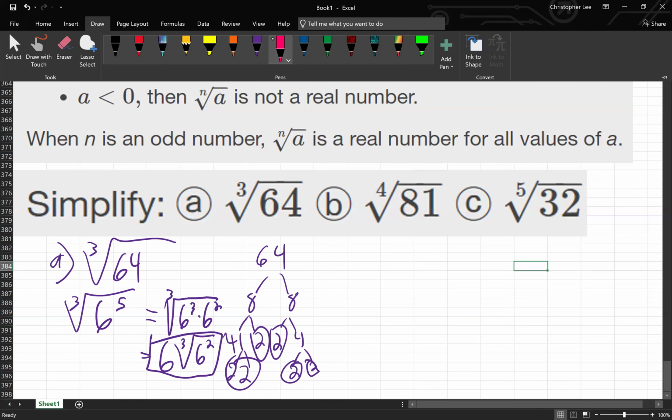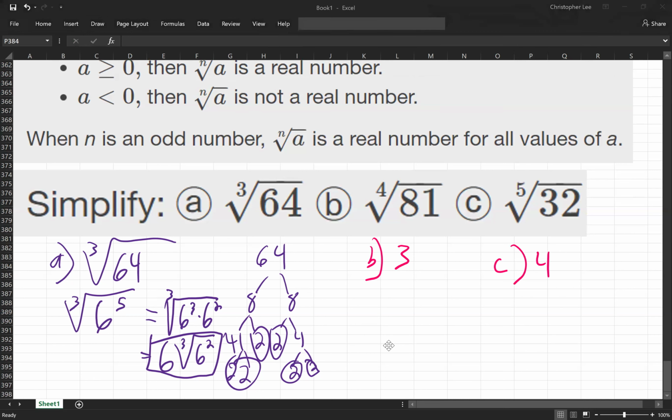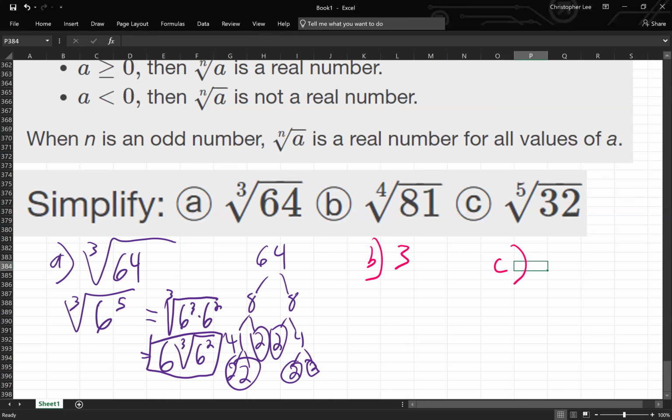81. We know that 81 is what? This is 3, right? And then C, you could probably tell what that's going to be, 4, right? Good stuff. Actually, 2. 2. Sorry about that.